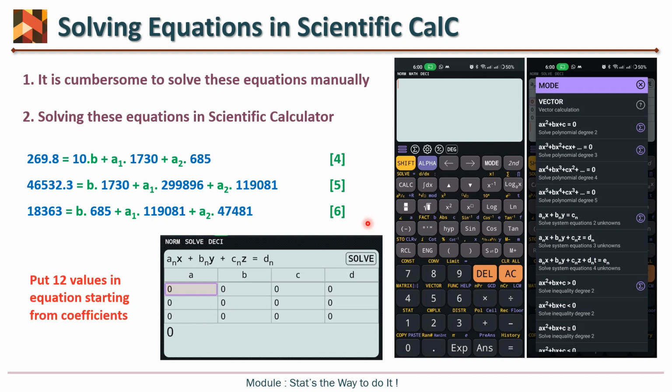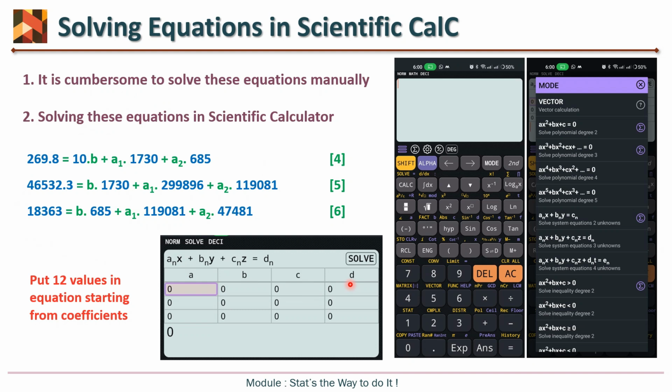So what is there in this screen? There are four columns and three rows. Now I have to put the blue color values, that is only summation values, in this particular table. I will also show the demonstration, don't worry. In every equation there are four values. Equation 4 has these four values, equation 5 has four values, and 6 has four values. So all the 12 values I will put in here.